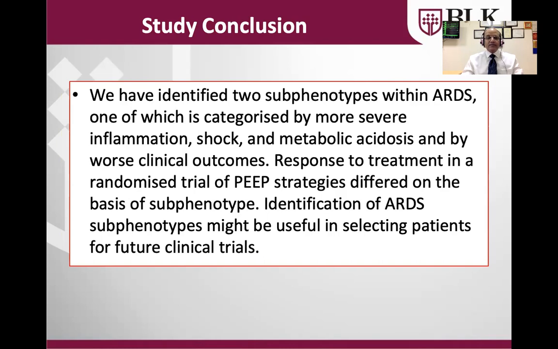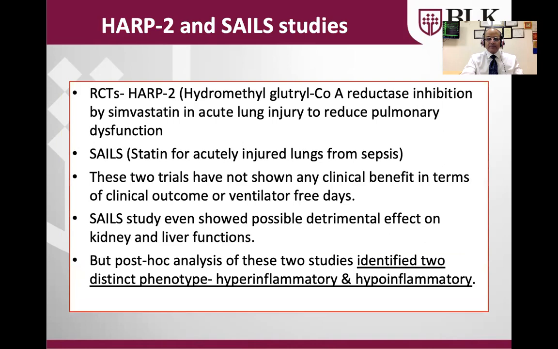One is categorized by more severe inflammation, shock, metabolic acidosis, and worse clinical outcomes. Response to treatment in a randomized trial of PEEP strategies differed on the basis of subphenotype. So if we can identify these phenotypes, it will be useful at least in understanding these patients and using lower or higher PEEP.